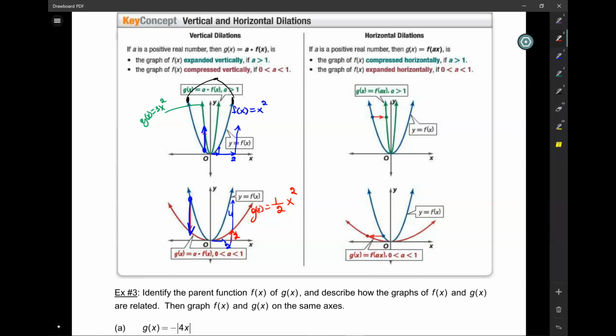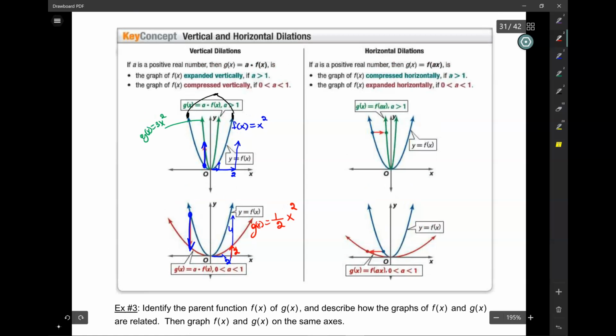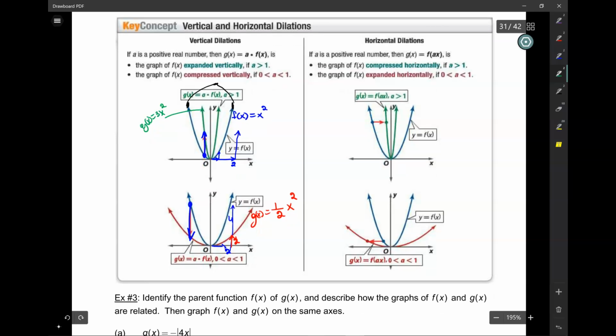Okay? So now, there are 2 situations. Both of these are called dilations. I know it's kind of counterintuitive. But I have one situation where it's being expanded vertically. That happens when this factor a is greater than 1. Okay? That's when that happens, when a is greater than 1.